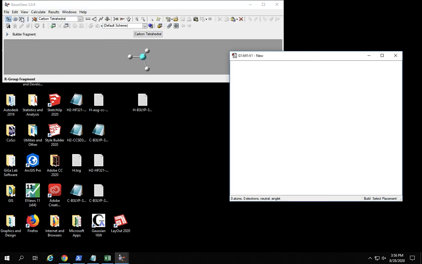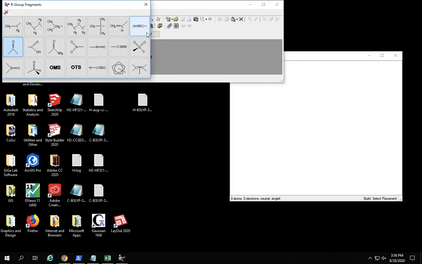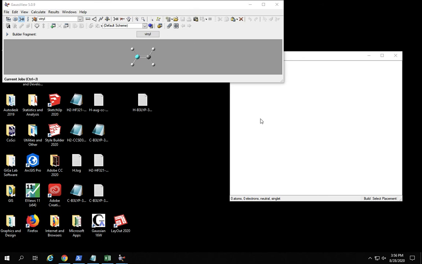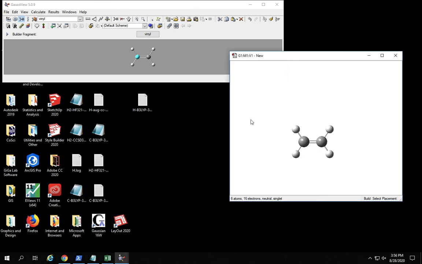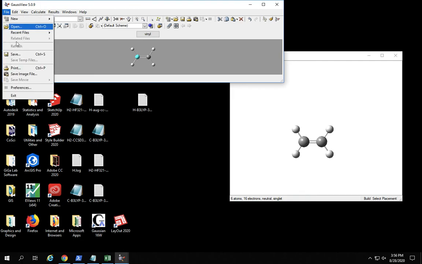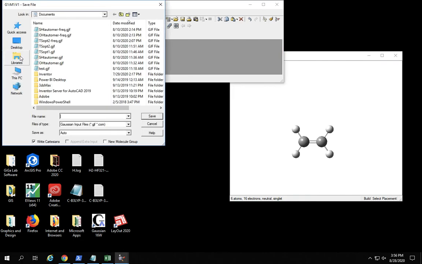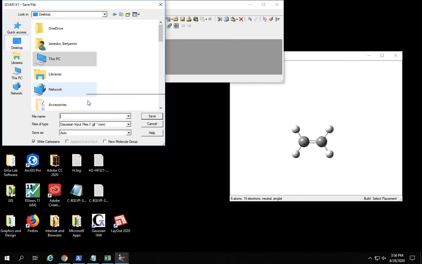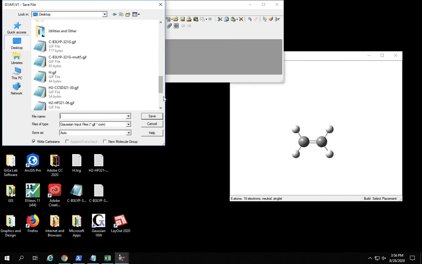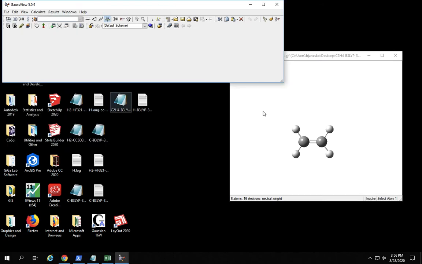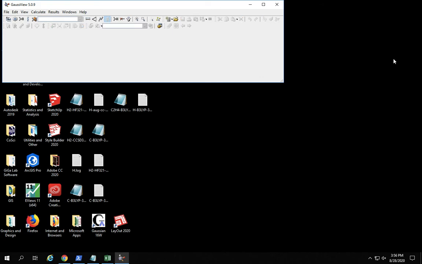Now, ethylene. Up here in GaussView, I have these fragments. There's ethylene. I'm going to save this on my desktop as C2H4, B3LYP, C2H4.GJF. And now, this is not a B3LYP calculation. I didn't make that change. All I needed was geometry.